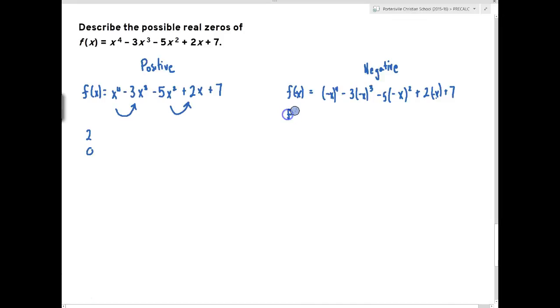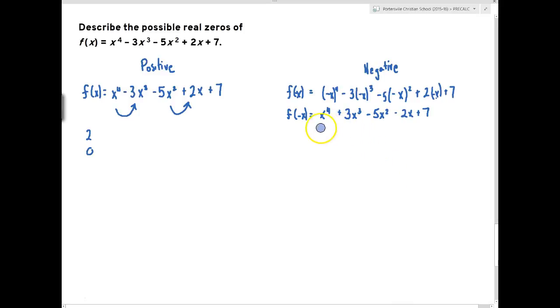So when I simplify this, f of negative x, negative x to the fourth will still give me a positive number, but negative x cubed is going to give me a negative 1, so I'd end up with plus 3x cubed because it would make that sign opposite. Negative 5x squared still stays the same. Negative 2x changes, and plus 7 still stays the same.